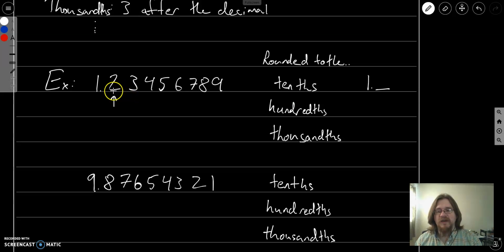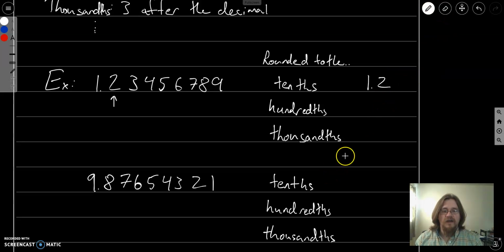We determine this by seeing whether this number is closer to 1.2 or 1.3. If it's closer to 1.2, we'll put 1.2. If it's closer to 1.3, we'll put 1.3. How do you tell if it's closer or not? You look one place more at the 3, and we ask, is 3 less than 5 or greater than 5? And since it's smaller than 5, we're going to put a 2 there.